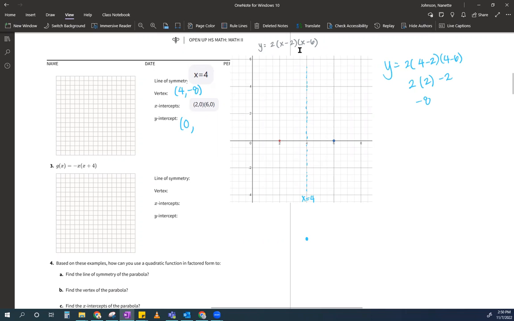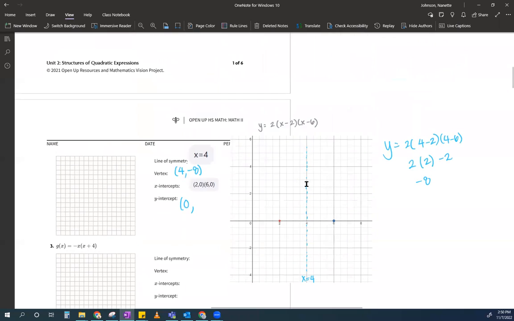And I'm just going to plug in my brain. So 0 minus 2 is -2. So 2 times -2, that's -4. And then 0 minus 6 is -6. So -4 times -6 is +24. Ms. Johnson, you did not leave enough room on this graph. I know, right? So imagine me pinching this and drawing it really, really big.